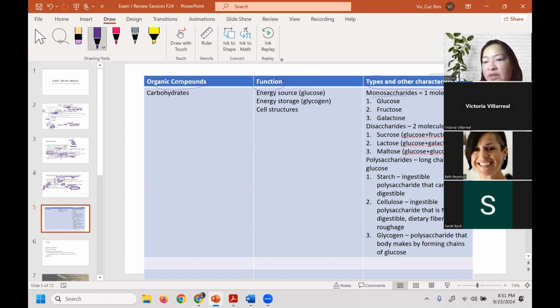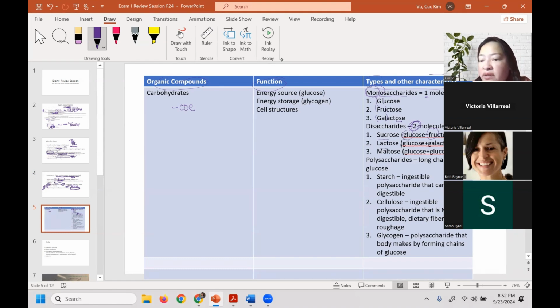So monosaccharides, mono meaning one, there's one molecule. So that's glucose, fructose, galactose. Some students make mnemonics out of these, okay? For me, I found it simpler just to remember glu, fru, and gal. And anything that ends in ose, I know it's a carbohydrate. And then disaccharides, there are two molecules of them. So sucrose is a combination of a glucose and a fructose, and that's table sugar.